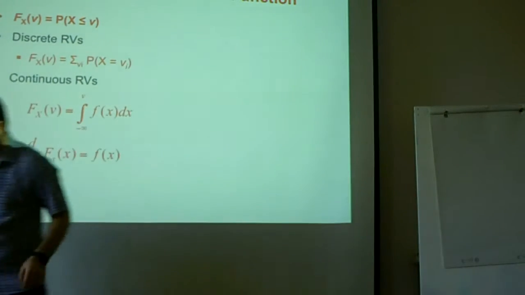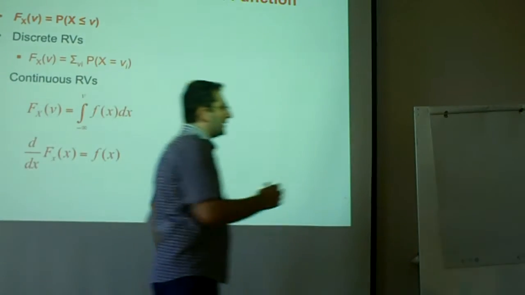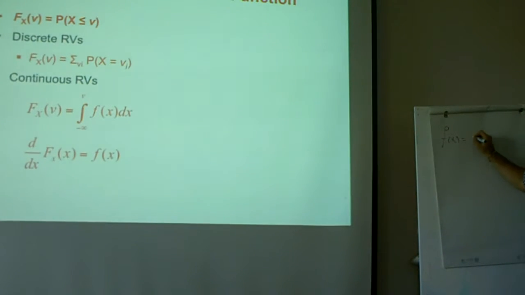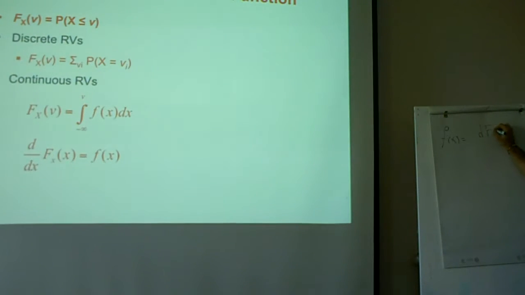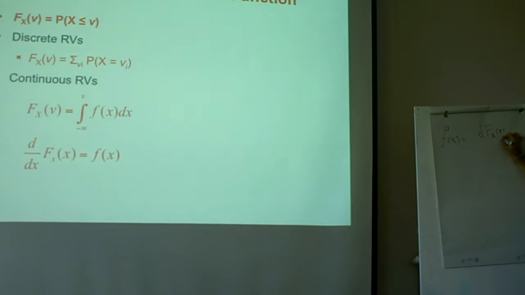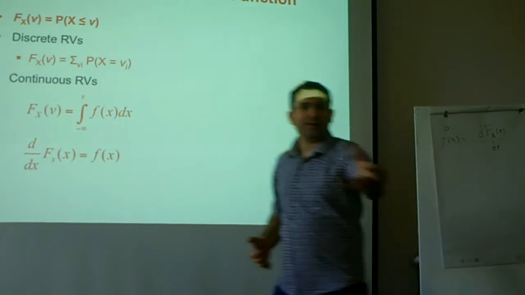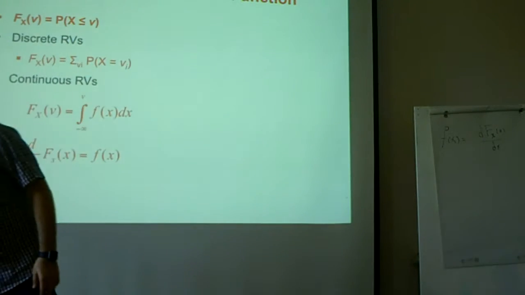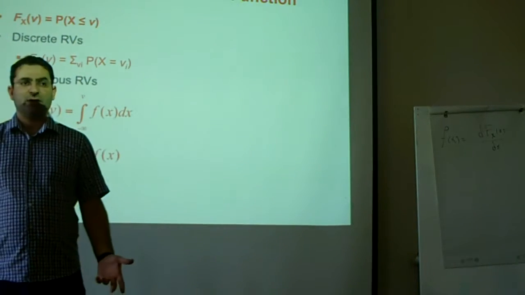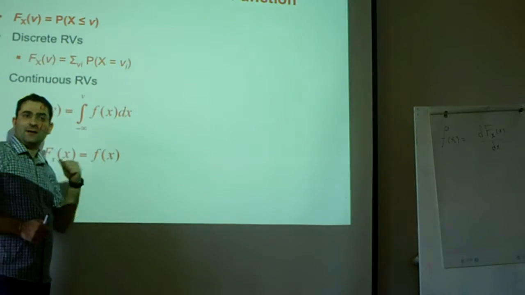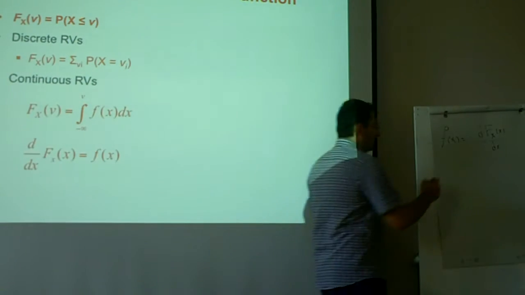Look, the formula is this. f(x) is dF(x)/dx. In other words, if I find the derivative of the cumulative distribution function, the continuous form, I will get the PDF. Now, my question is this.